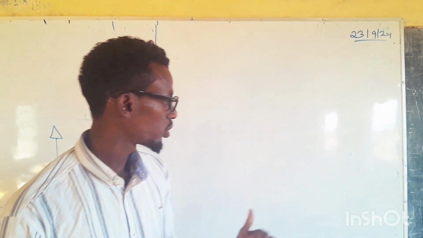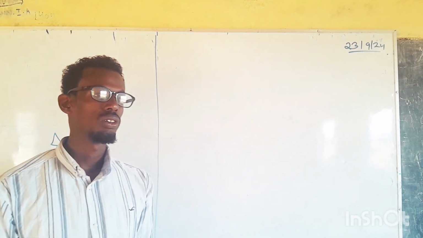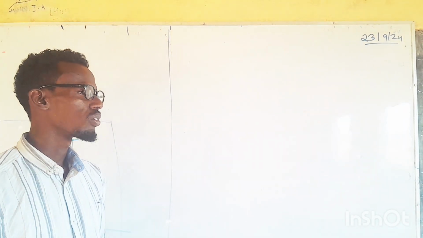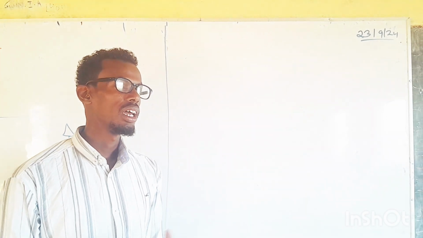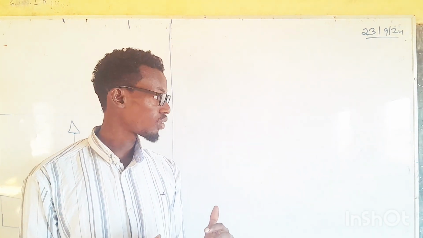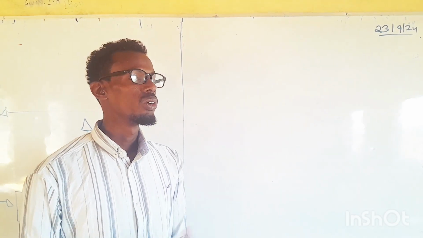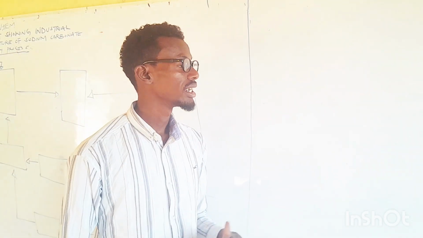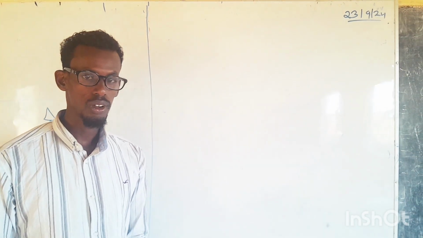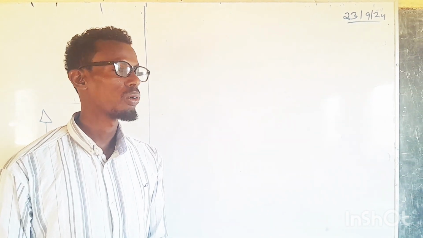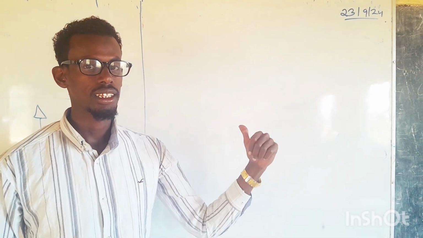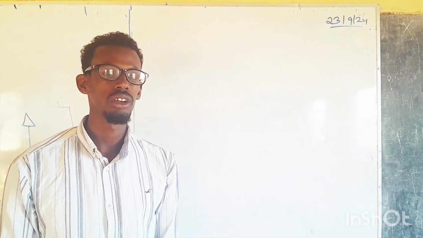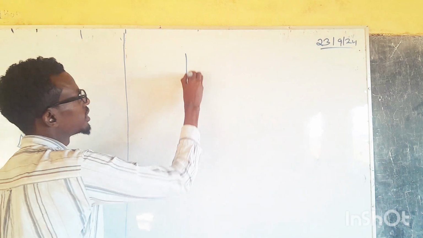In our previous lesson, we discussed the manufacture of sodium carbonate by extraction from trona. Today, we are going to discuss the industrial manufacture of sodium carbonate by the Solvay process. Let's start. We start with the raw materials.